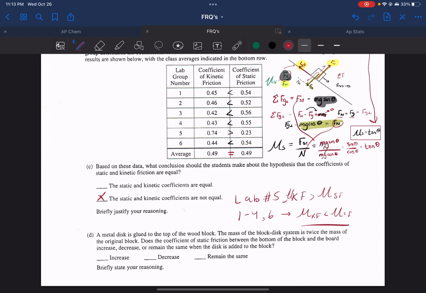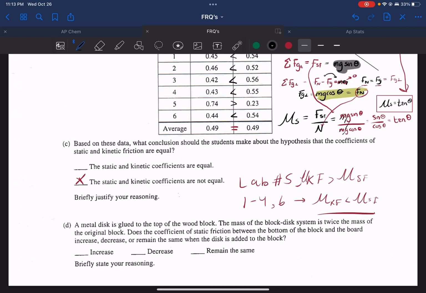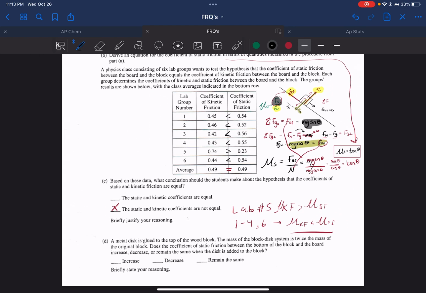Start reading first. Okay. Next problem says, a metal disc is glued to the top of a wood block. Okay, so a metal disc is glued to the top of this wood block, right? Metal disc. And its mass is twice that of the wood, so this is 2x wood. Does the coefficient of static friction between the bottom of the block and the board increase, decrease, or remain the same? So the answer is that it remains the same.